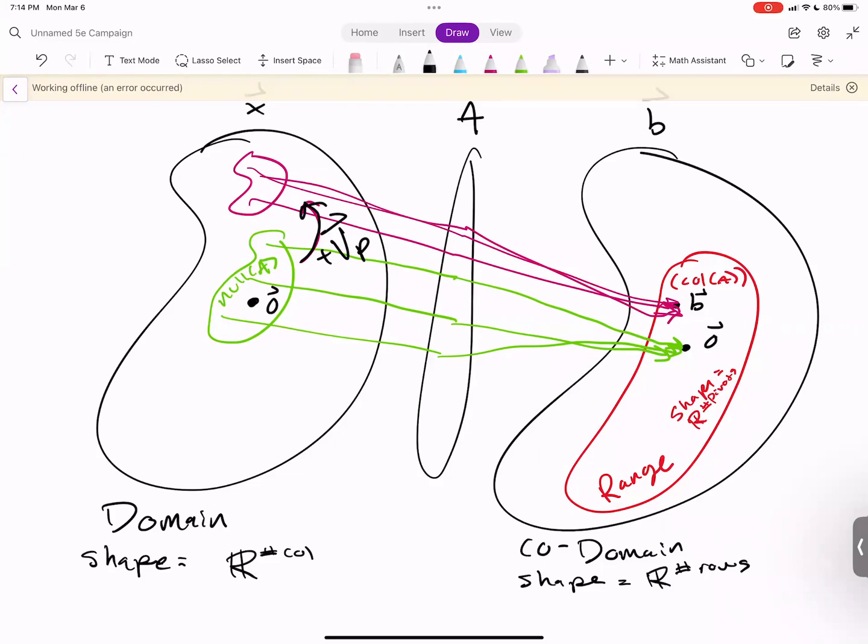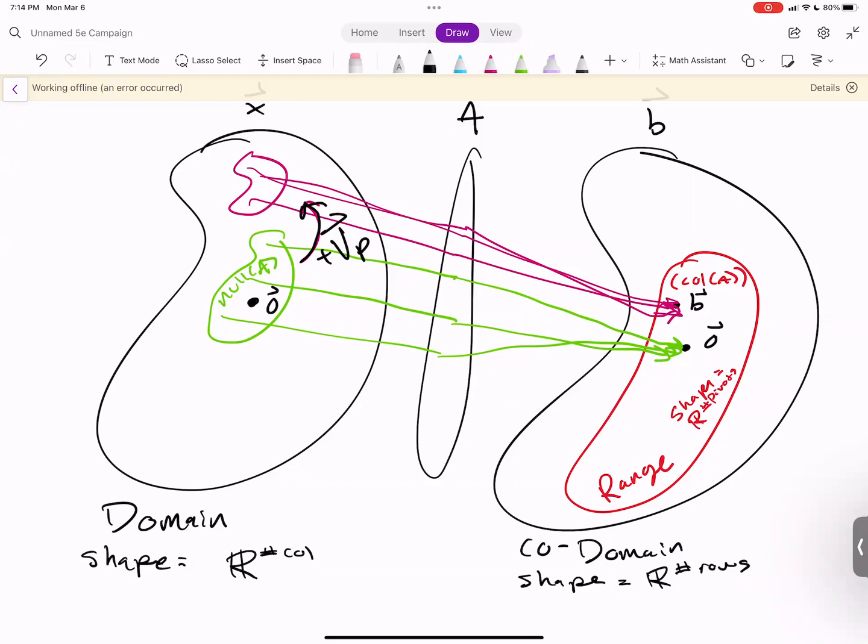If we only have the trivial solution, this isn't a blob, this is just a point. And then just the point goes through there and goes there. Every other point goes through a different spot. Does that make sense? How does that happen?